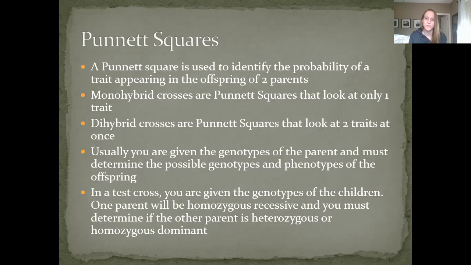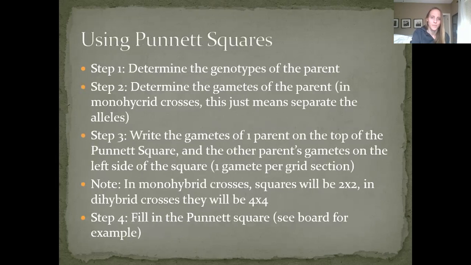Usually you're given the genotypes of the parents, and you use that to figure out the genotypes and phenotypes of the potential offspring. You can also work backwards from the genotypes and phenotypes of the offspring to determine the parent genotypes as well. So the normal steps that we use in Punnett squares are to figure out what the genotypes of the parents are if we're not told. Then we determine what the gametes of the parents are. Then we write the gametes of the parents on the top and side of the Punnett square, and then we just fill in the square.